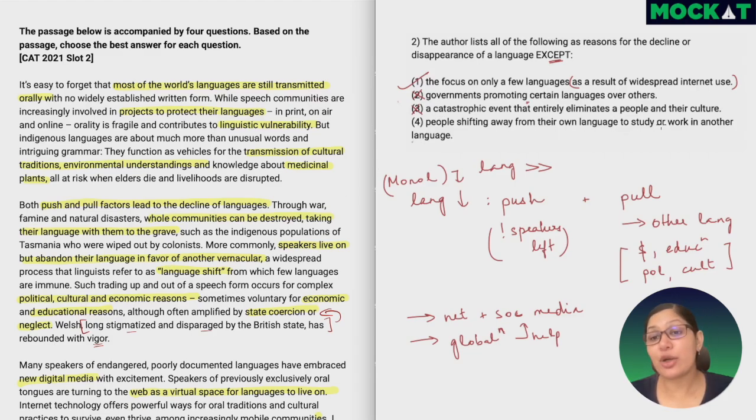People shifting away from their own language to study or work in another language. That is the pull part, the voluntary part, right? Sometimes it's voluntary for economic and educational reasons. So this is also something which is given. Easy for us to confidently go for the first option.